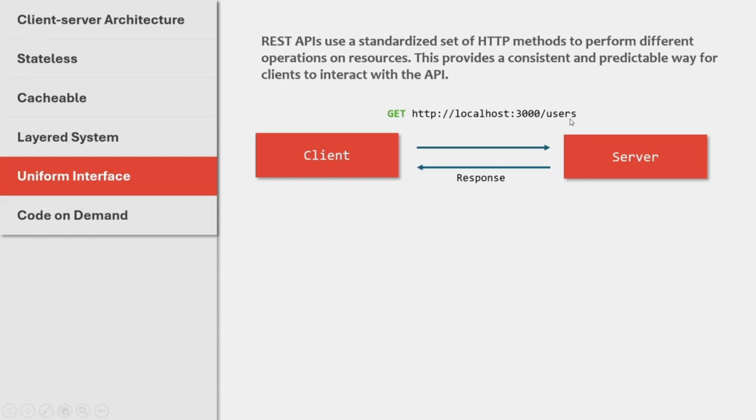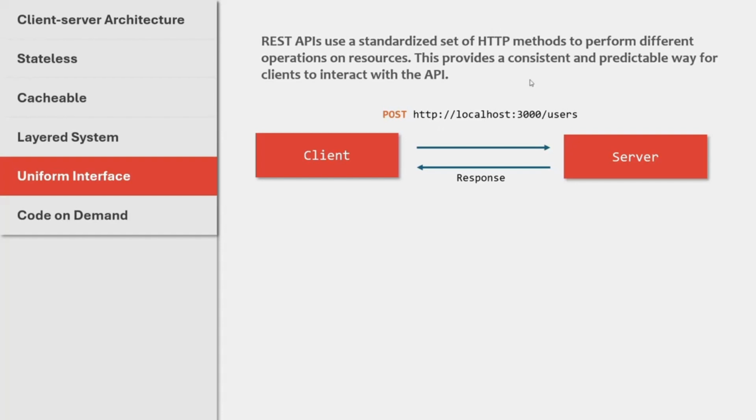Now, if we have to create a new user, in that case, the endpoint will be the same. Okay, the endpoint will still be http://localhost:3000/users. But this time the HTTP method will change to POST because now we want to create a new resource. So as you can see, the endpoint is the same, but the HTTP method has changed. And this is what uniform interface means.